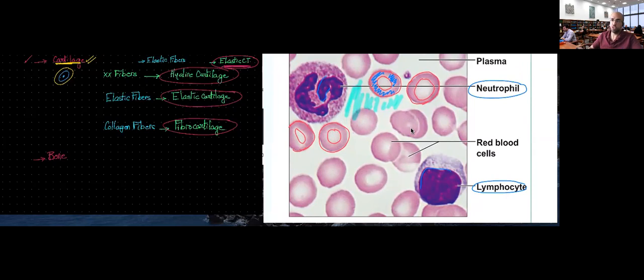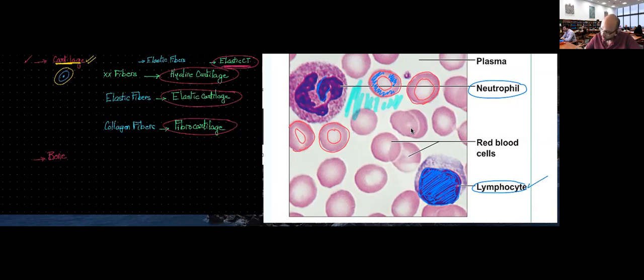How would I differentiate between lymphocytes and neutrophils? Look at the nucleus. If the nucleus is dark, large, and occupying most of the size of the cell, it's a lymphocyte.